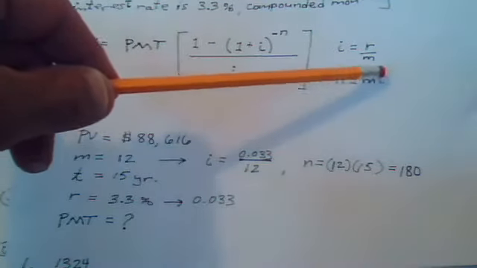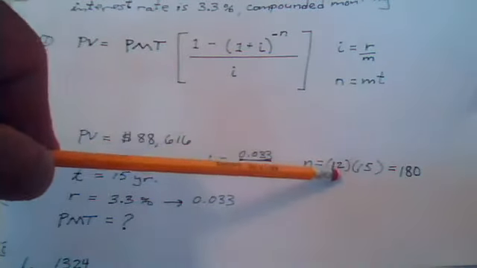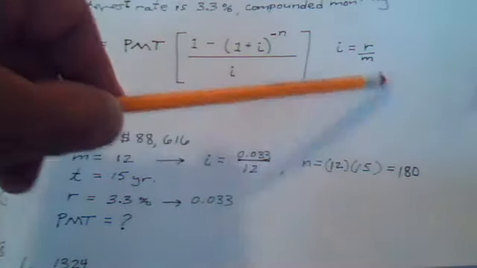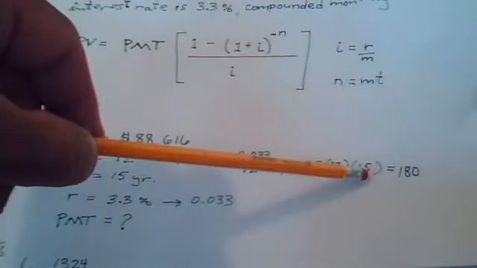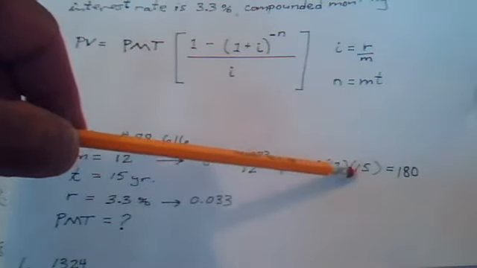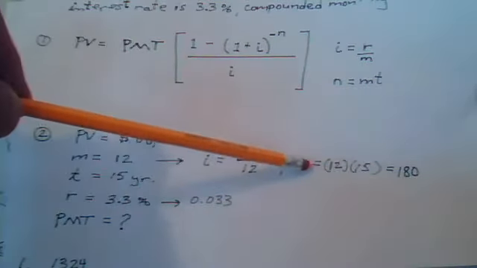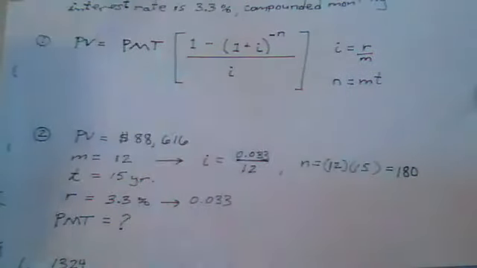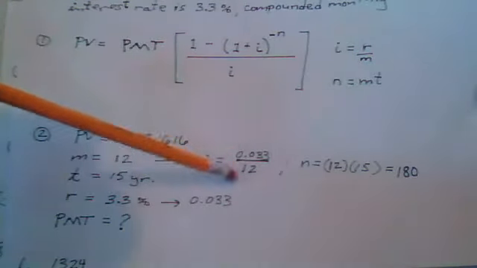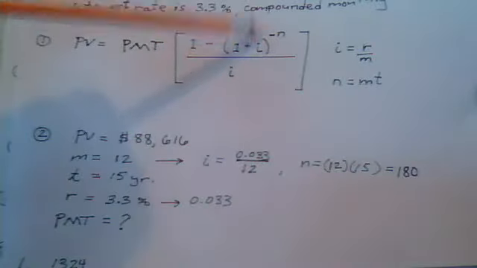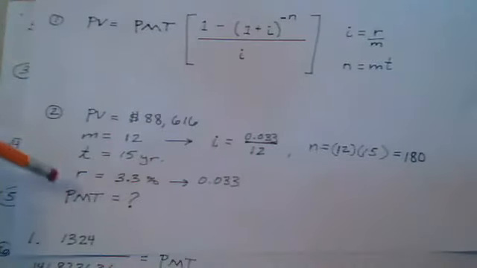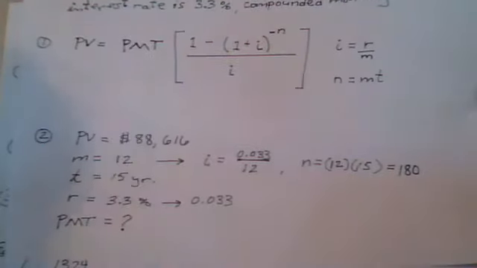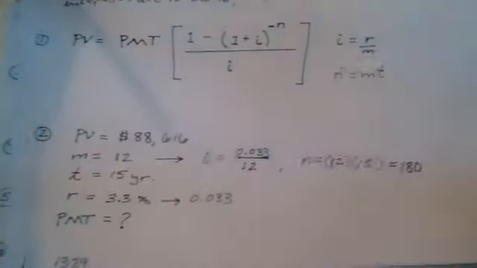The N is M times T. The M we said was 12. The M is 12. And they're saying that this is going to go on for 15 years. Multiply this, and it's 180. So wherever you see the N in the formula, you put a 180. This I, we're going to plug it in like this, here and here. What's missing is the payment. So plug in whatever you know and isolate what's missing.